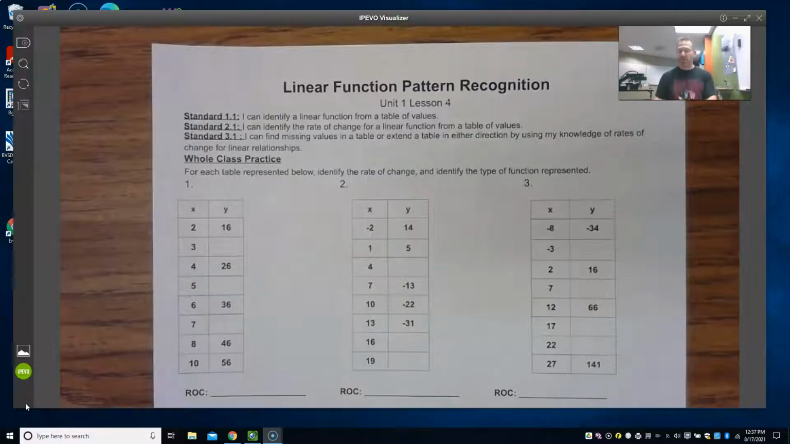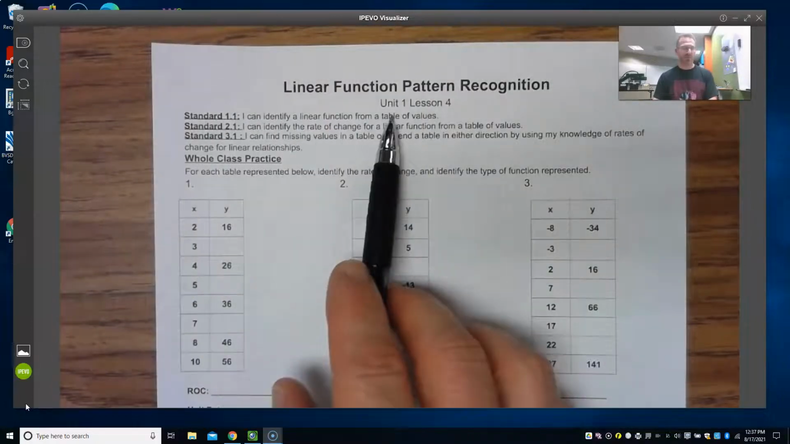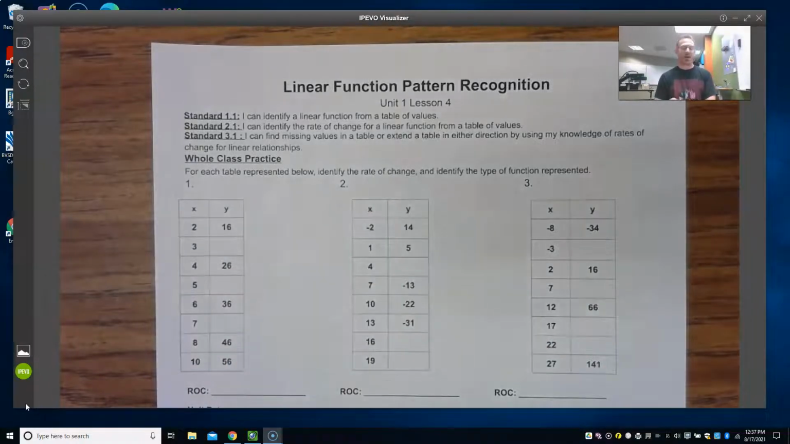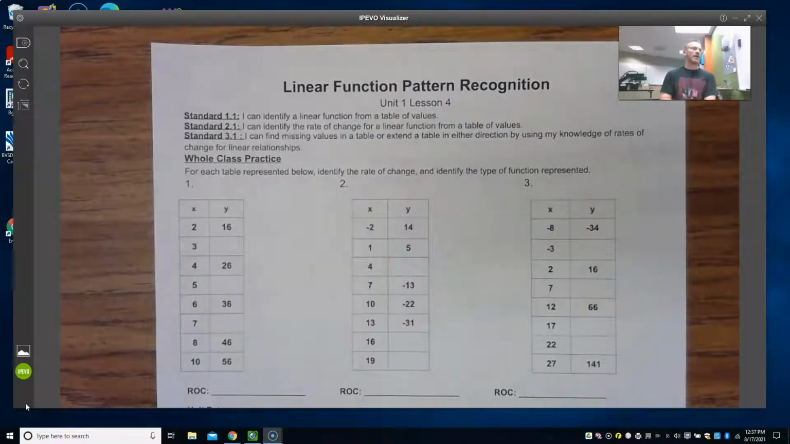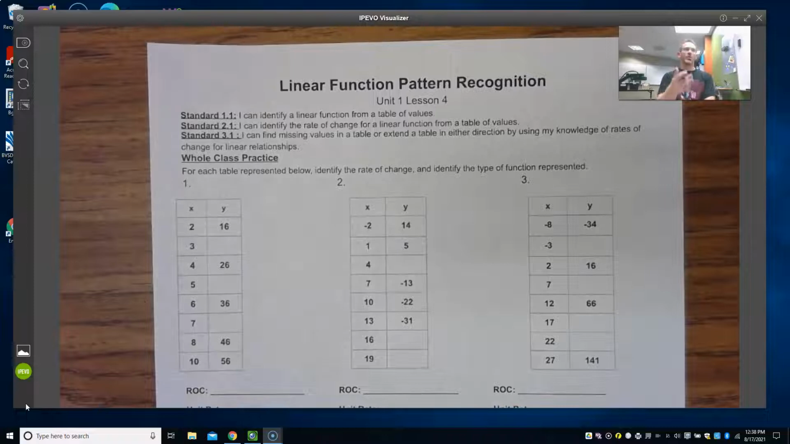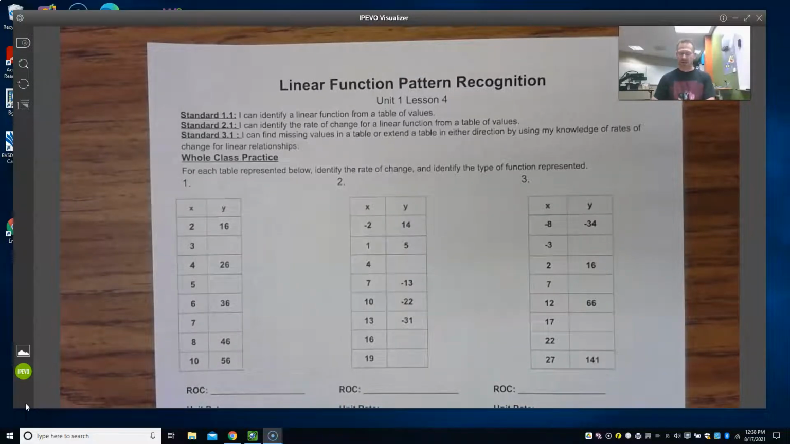All right, so now, what we're going to focus on in this particular lesson, once again, is linear patterns. I can identify a linear function from a table of values. I can identify the rate of change for a linear function from a table of values. And here's where we're going to add a little bit more: I can now find missing values in a table or extend a table using my knowledge of rates of change. There's no opener this time because the activity was really the opener for this lesson, so we're going to jump right in and start looking at our rates of change and seeing what we have.